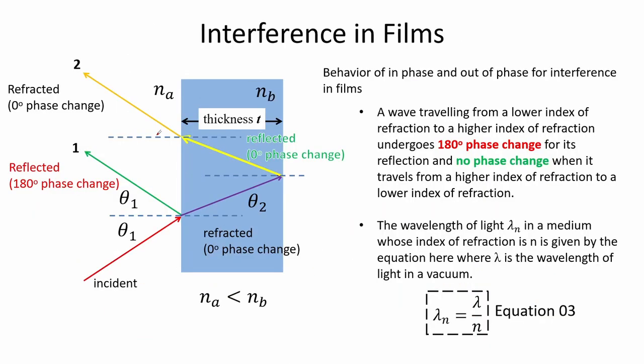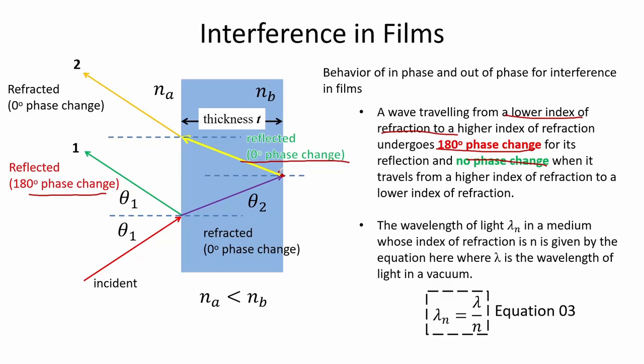For interference of light in films we examine some general rules. The behavior of in-phase and out-of-phase interference in films is summarized here. A wave traveling from a lower index of refraction to a higher index of refraction undergoes a 180 degrees phase change. We see that wave 1 appears to have that condition for its reflection. There is no phase change when it travels from a higher index of refraction to a lower index of refraction, as we see in the reflection on the inside surface, where its index of refraction nB is greater than nA.